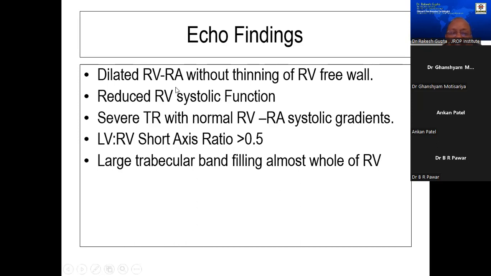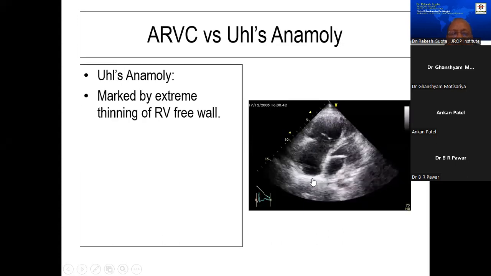So we have a dilated RV, RA without thinning of the RV free wall, reduced RV systolic function by TAPSE, a severe TR jet with normal RV-RA systolic gradients, an LV-RV ratio of more than 0.5, and a very trabeculated moderator band filling almost the whole of our RV. We should always think of ARVC as a possible diagnosis. In contrast, in Uhl's anomaly, the RV free wall thickness becomes smaller. It's not thick, it's thinned out like paper. So that becomes Uhl's anomaly, a variety of ARVC which presents with right-sided cardiomyopathies.